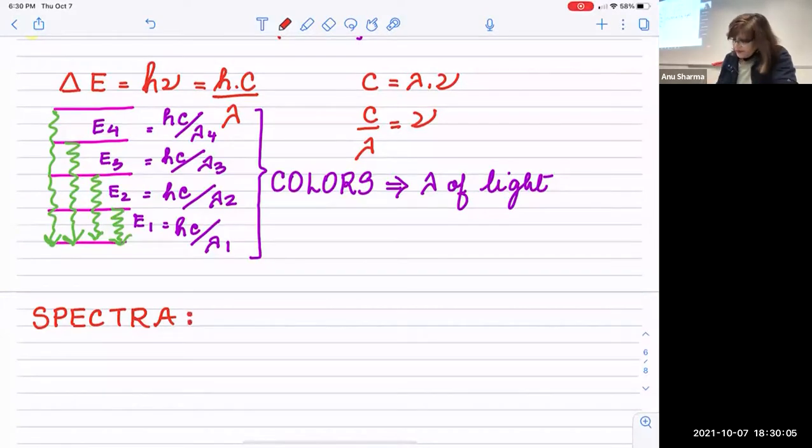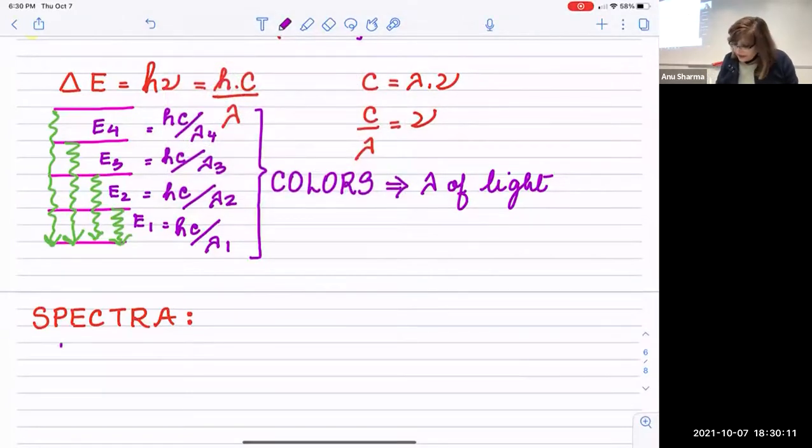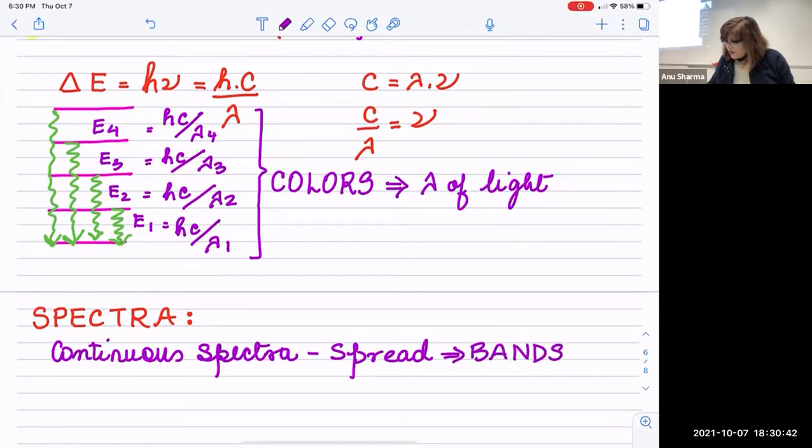Okay, so when we talk about spectra, there are two types. One is continuous spectra, like the ones that you see in a rainbow. You can very clearly see the bands, right? Continuous spectra is all colors, with a certain depth or spread. So it's more spread out, or you can say these are the bands of light. Like a rainbow.